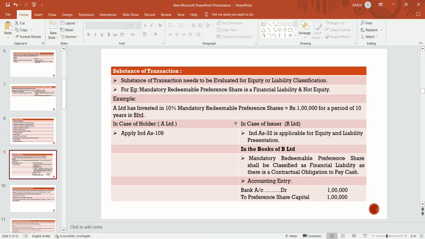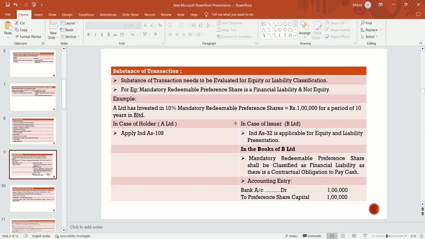So take mandatory redeemable preference shares. If it is mandatory redeemable, that preference share is to be classified as a financial liability and not equity, because it is mandatorily redeemable at the end of year 10. If it is optionally redeemable, then it should be accounted as equity, not as a financial liability. Suppose A Limited has invested in 10% mandatory redeemable preference shares of rupees 1 lakh for a period of 10 years in B Limited.